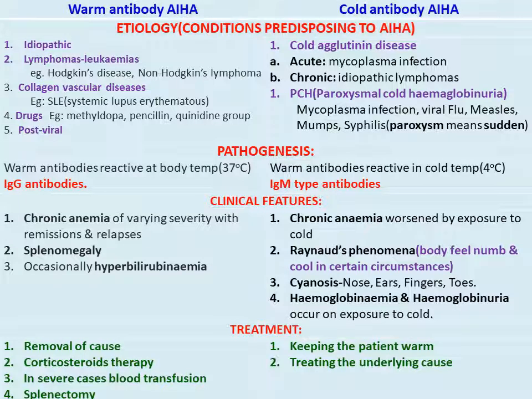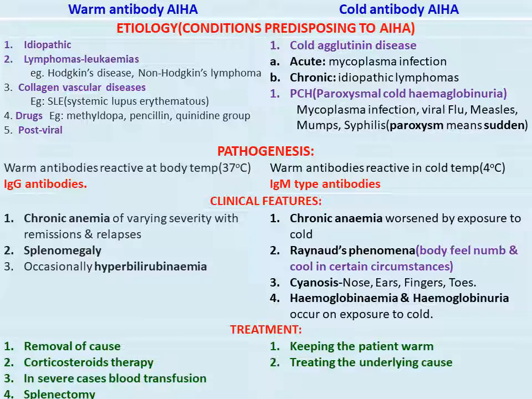In this slide, we will compare these two, warm antibody AIHA and cold antibody autoimmune hemolytic anemia. We are discussing 4 parameters: etiology, pathogenesis, clinical features, and treatment. First, etiology, that is conditions predisposing to AIHA.